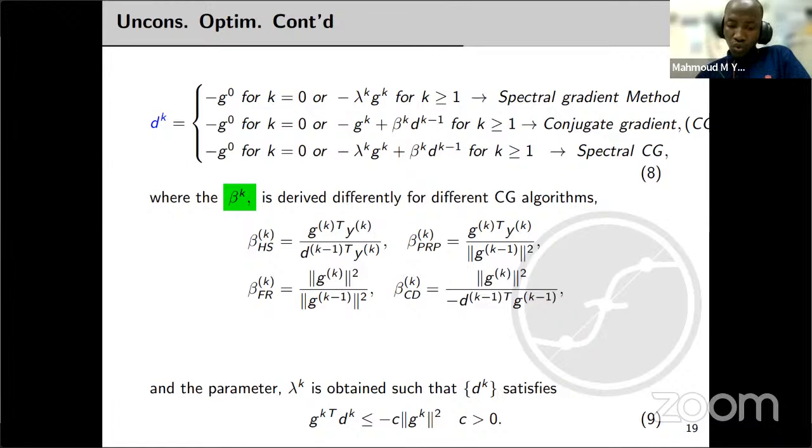Another significant property in nonlinear CG is the need for the direction to satisfy what we call the descent property, which we stated below. Let me go to the next. So what are we trying to do?